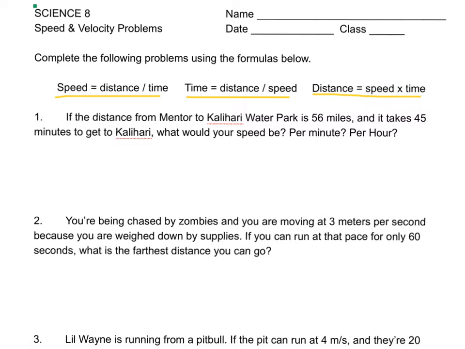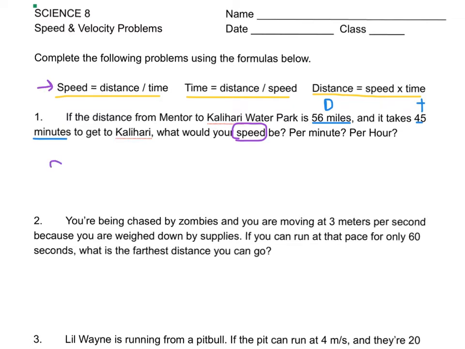It says if the distance from Menor to Kalahari Water Park is 56 miles and it takes 45 minutes to get to Kalahari, what would your speed be? If we look at this problem, some of the information they're giving us is the distance to Kalahari. They're giving us the time it takes to get there. What they're asking us to solve for is the speed. If we look at our three equations at the top, this first equation has us calculate for speed.